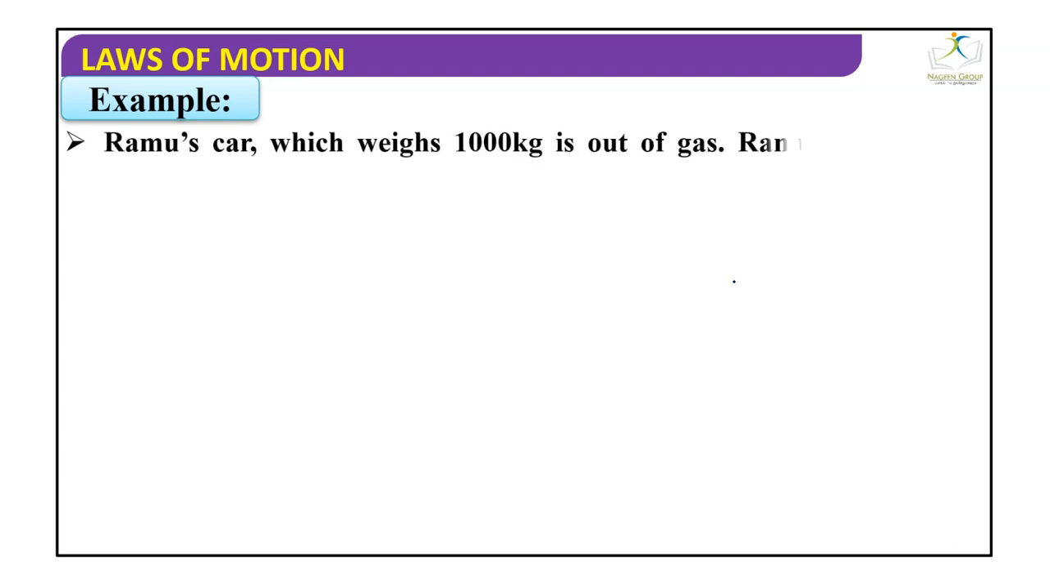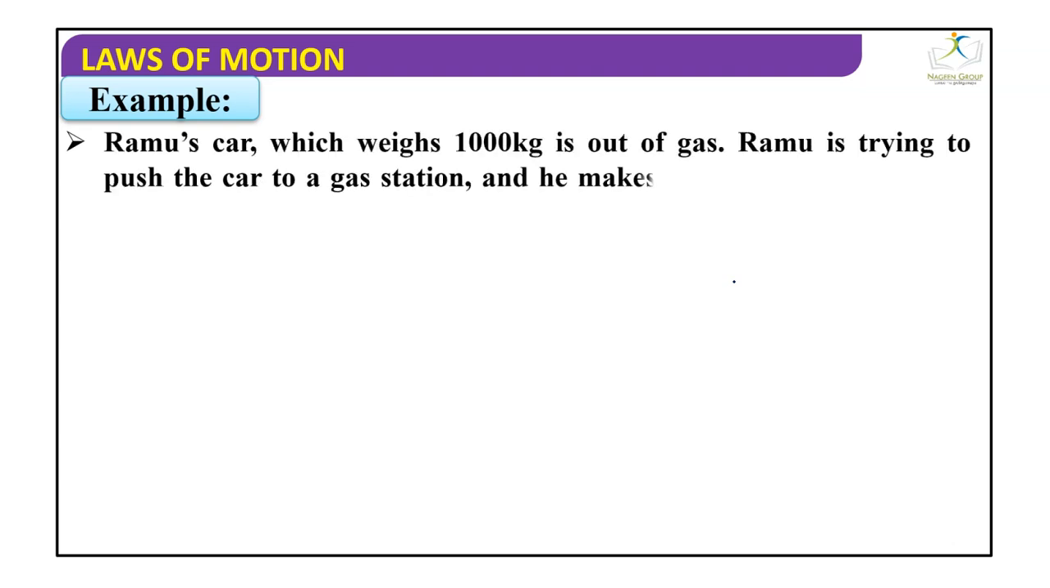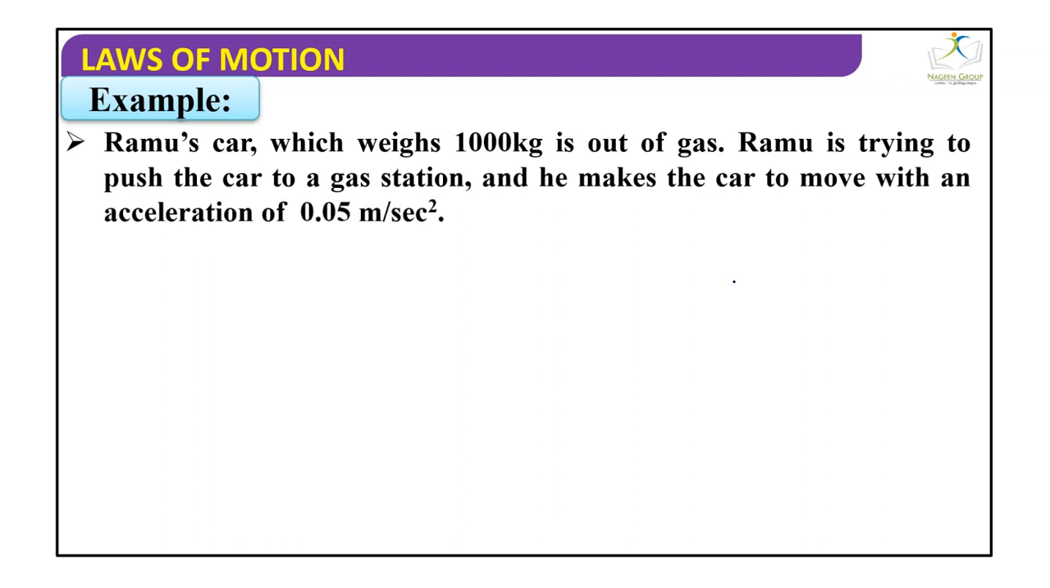Example: Ramu's car, which weighs 1000 kg, is out of gas. Ramu is trying to push the car to a gas station and he makes the car move with an acceleration of 0.05 meter per second square.